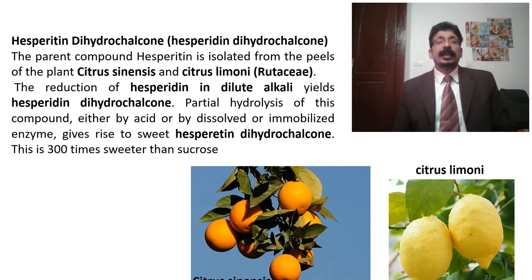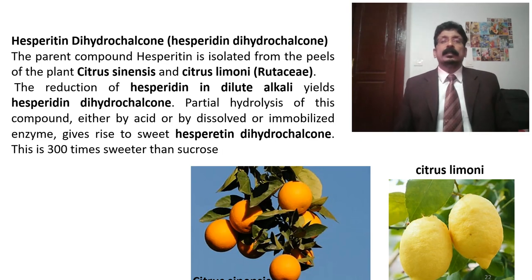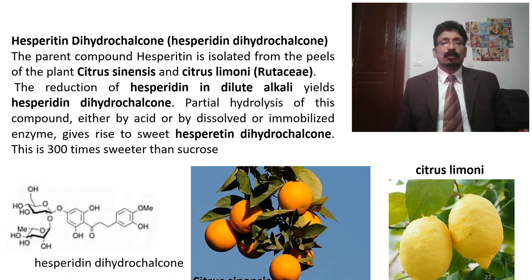Partial hydrolysis of this compound, either by acid or by immobilization by means of enzymatic hydrolysis, gives rise to sweet hesperidin dihydrochalcone, which is 300 times sweeter than sucrose. You can see there is a methoxy group on the 4th OH group, with the 3 OH group, and attached with 2 glucose molecules. That's all, the structure will be similar.